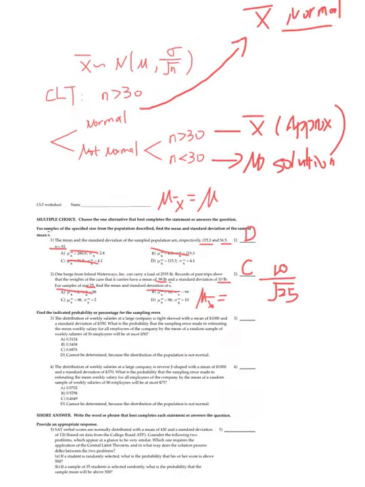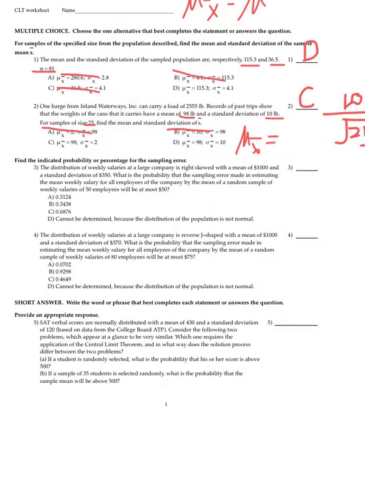Okay, and for number 3, the distribution of weekly salaries at a large company is right skewed. So that gives us the information that our population distribution is not normal. If the population distribution is normal, it should be symmetric. It cannot be skewed, right? And we have the mean equal to 1000, and the standard deviation equal to this. We are looking for the probability for the sampling error.